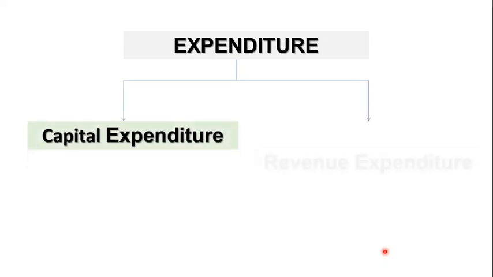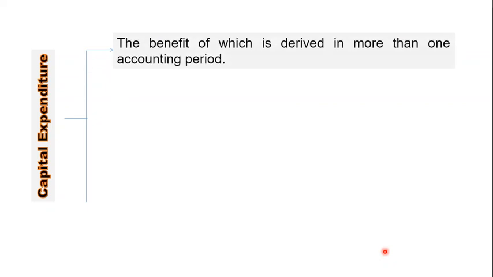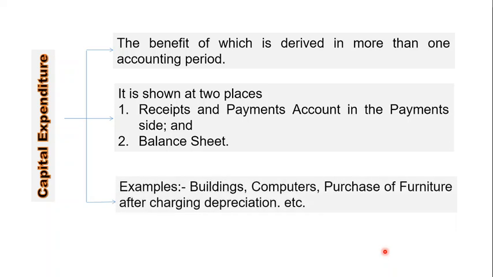So now let's have a look at the expenditure. Till now we discussed the receipts. Expenditure again is of two types: one is capital expenditure, another is revenue expenditure. Capital expenditure is one where the benefit is derived in more than one accounting period, the benefit of which is utilized during more than one year. These capital expenditures are shown at two places: the receipt and payment account on the payment side, and the balance sheet. Examples of capital expenditure are buildings, computers, purchase of furniture after charging depreciation, etc.